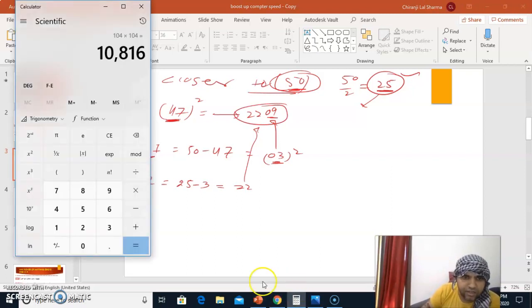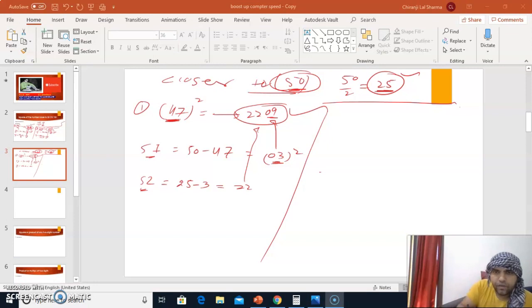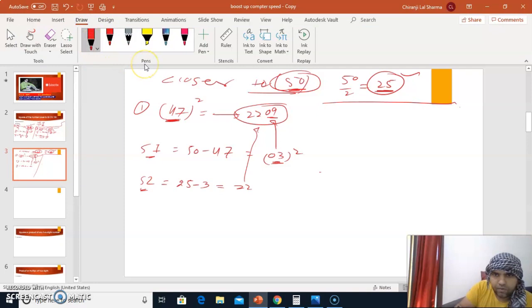Let's check again. The square of 47, 47 times 47, you will get 2209. So let's take another example for a number more than 50. Let's take a second example more than 50.